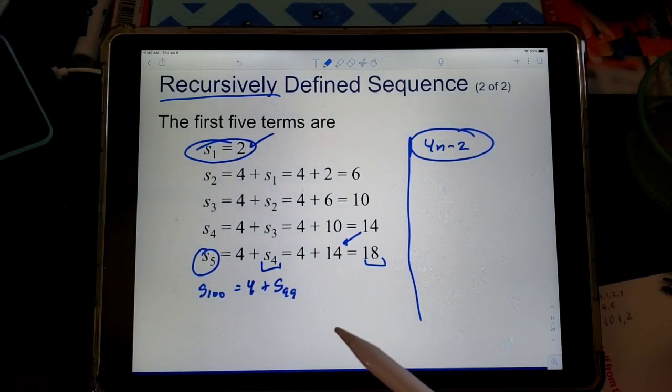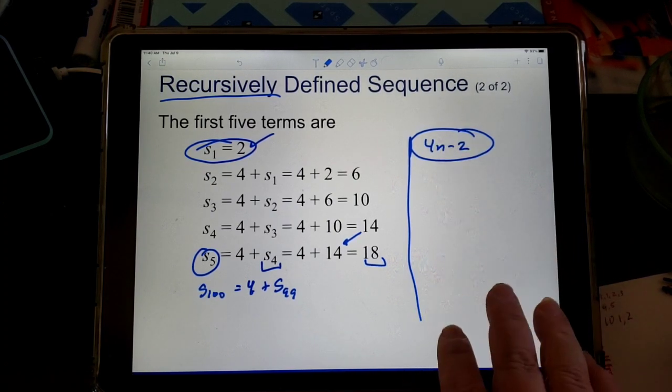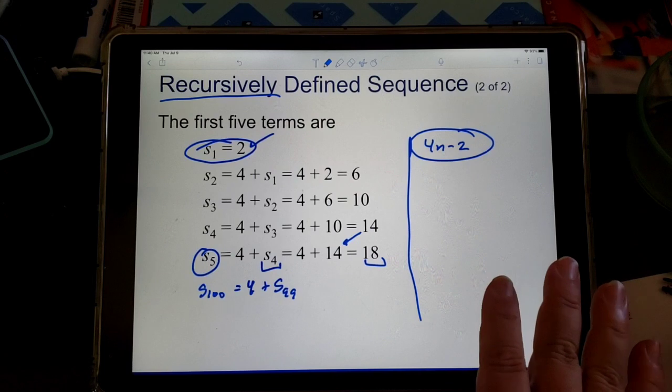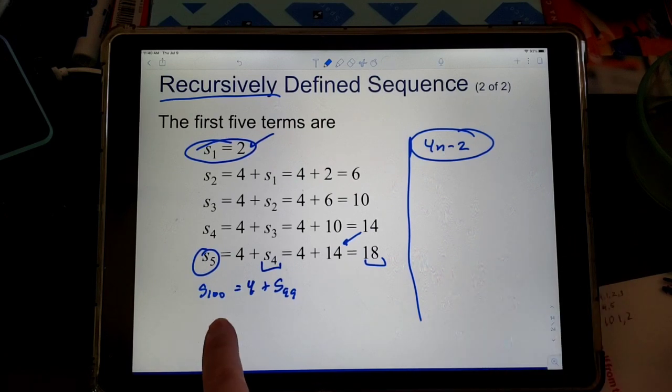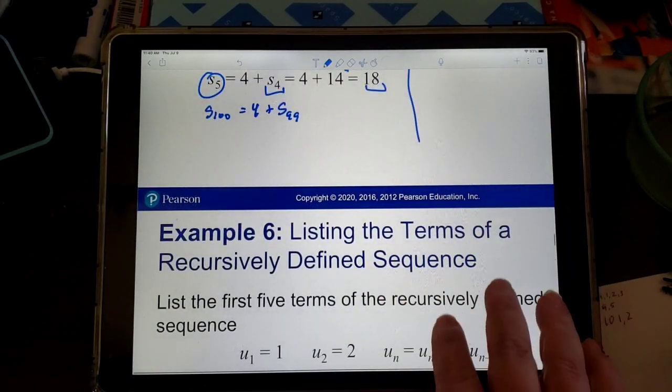They're out there, but we prefer formulas for our sequences for, like I say, obvious reasons. You could find any number without having to know all the previous numbers this way.